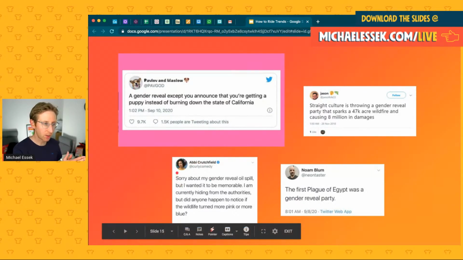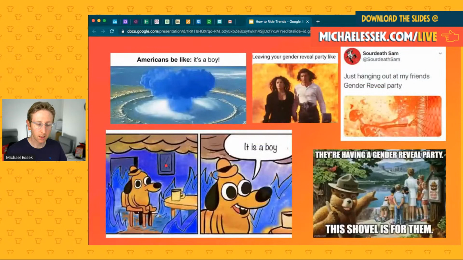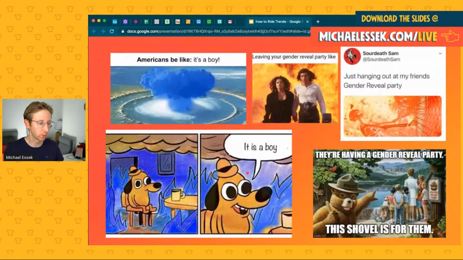So let's go back to last week. There's been this story. I'm seeing these tweets and I'm seeing these jokes. And then I think around the same time, they began to develop some memes, as often happens as well. So here's some examples of the memes that started doing the rounds. Things like America's be like, it's a boy with a big atomic explosion, or it's a boy instead of this is fine. Just hanging out with my friend's gender reveal party and leaving your gender reveal party like this, and so on and so forth. So pretty soon after any kind of story breaks, you'll see lots of jokes and memes and stuff like this.